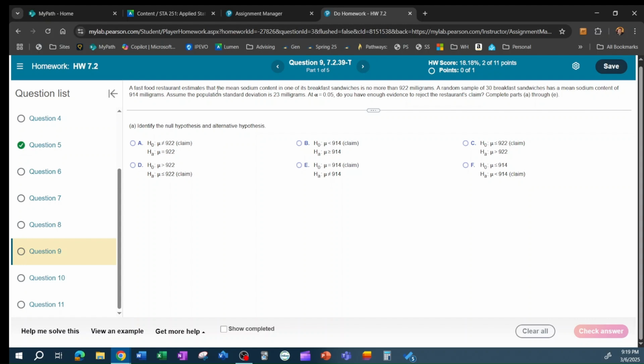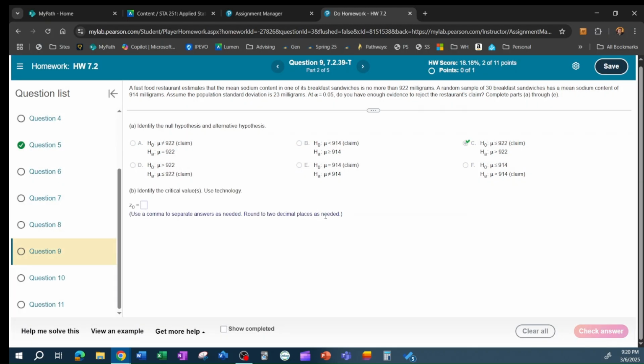All right, a fast food restaurant estimates that the mean sodium content in one of its baked sandwiches is no more than 922. No more. That means 922 is the max, right? So that's the upper limit. So that means less than or equal to 922. And that is this one right here. There's the equal sign. And the claim is, in fact, the H0 here. Random, okay, so let's just check that first.